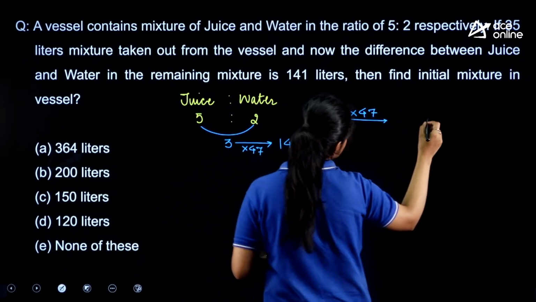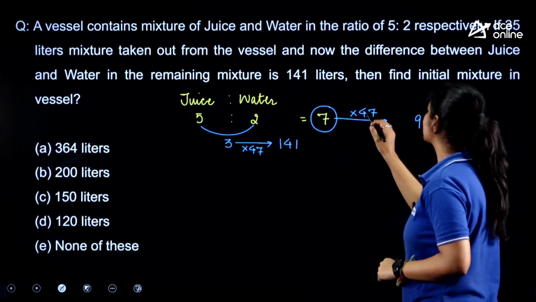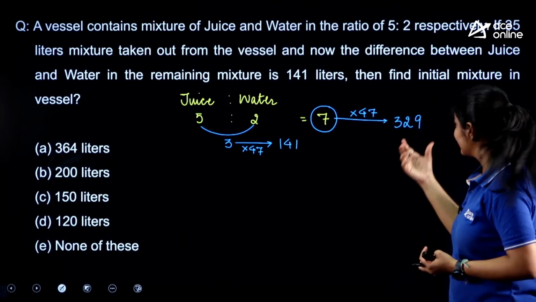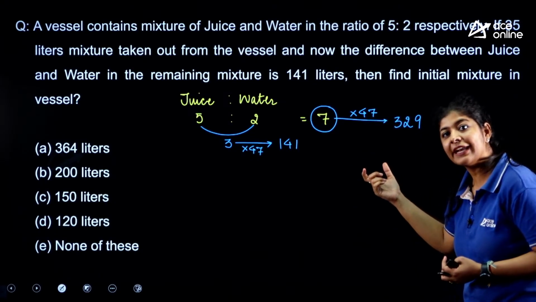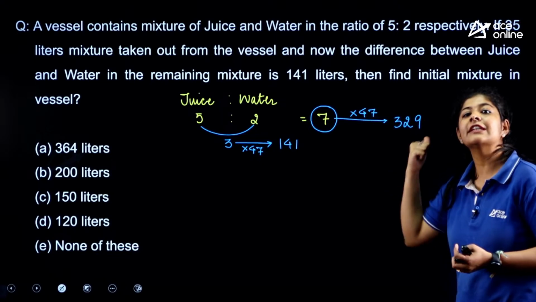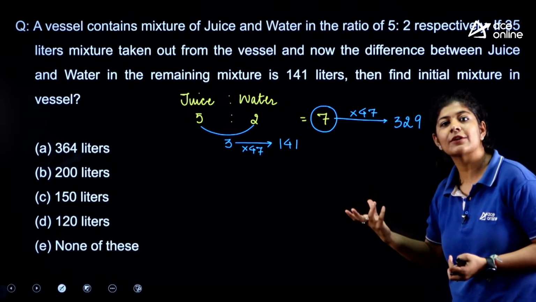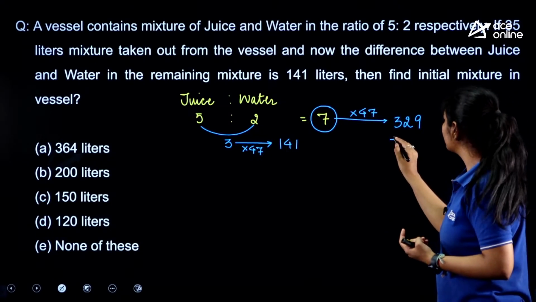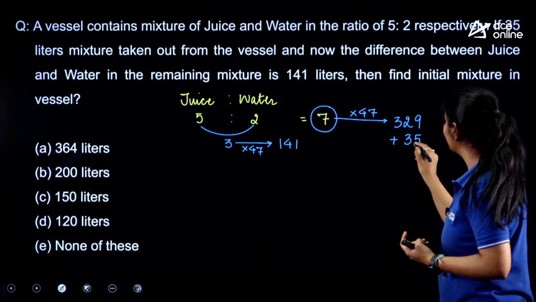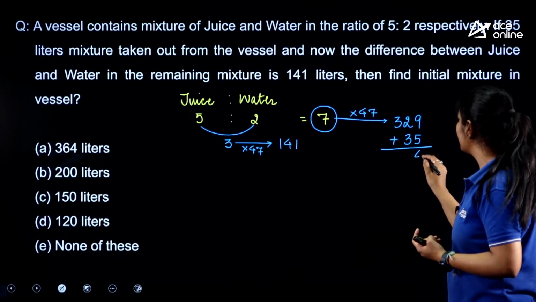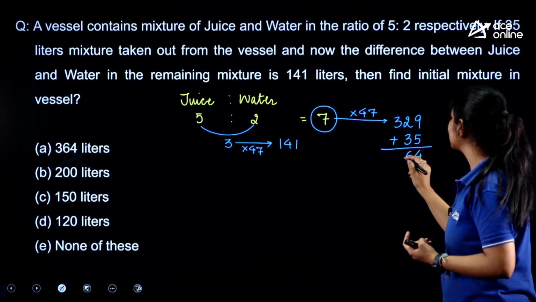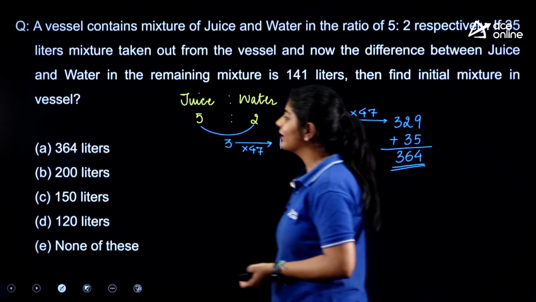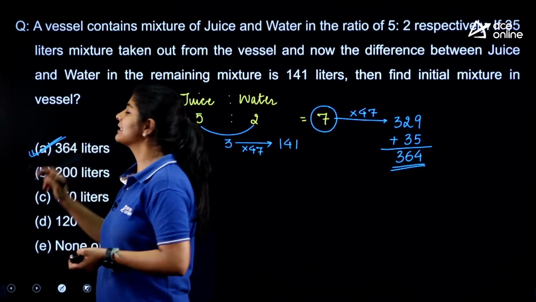So, 7 into 7, that is 49, 4 is carry forward, that is 32. So, this is the amount of mixture we are having after taking out 35 liters, because we are doing the calculation afterwards. Now, as we need to calculate the initial value, that means we need to add 35 liters more in it, and it will become 4, 1, 6 and 3. That means the initial quantity of mixture that we are having in a vessel is 364 liters.